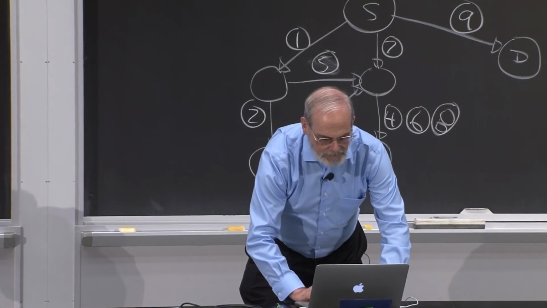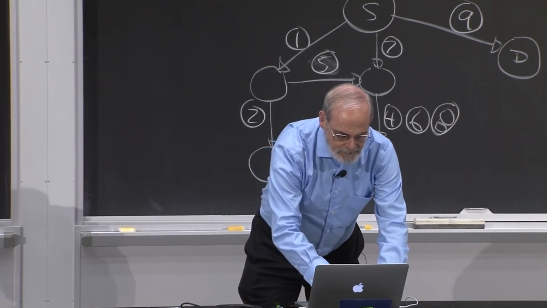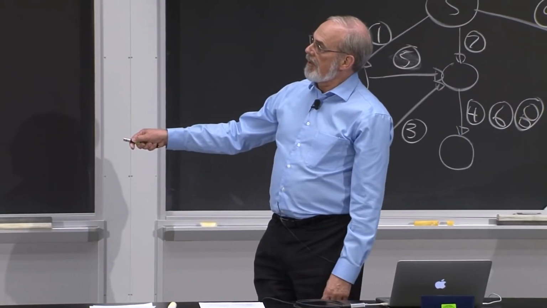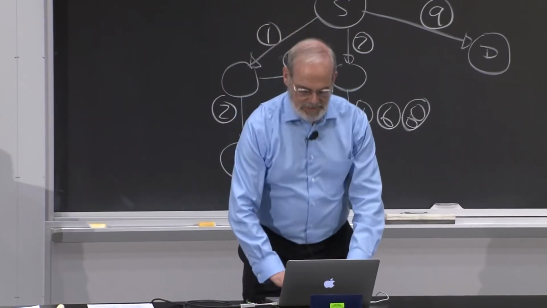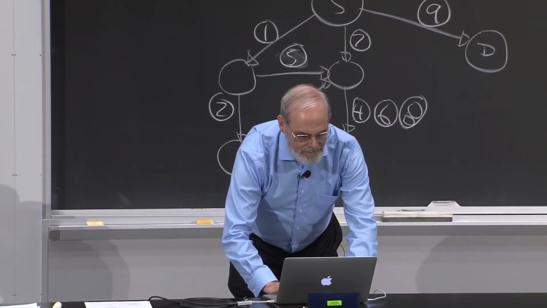So let's go back over to my Python and try that out. And I've got a call for that. Oh, and it prints out. I start off, oh, so I did it the wrong way. It's from Chicago to Boston. Yes, Chicago to Denver to Phoenix, from Denver to New York. Comes back and says, I've already visited. Basically concludes I can't get from Chicago to Boston. It's just printing out each stage. Let's actually look at that a little more carefully to see how it got there.